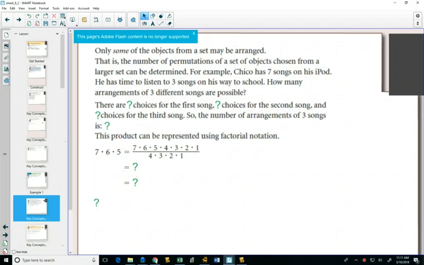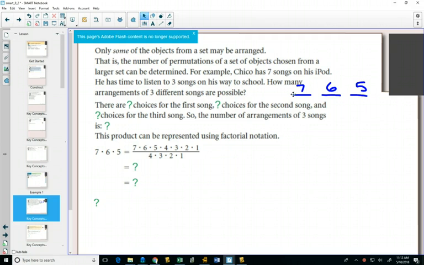But on his way to school, he can walk and listen to 3 songs, and so he decides he's going to make all the different playlists possible of 3 songs from the 7 songs that he has. How many different playlists are possible? Well, using our fundamental counting principle, he has 3 decisions to make. What song's going to be first? What song's going to be second? What song's going to be third? And how many choices does he have for his first song? 7. And then if he always chooses a different song, 6, and then 5. 7 times 6 times 5, 210 different possibilities.